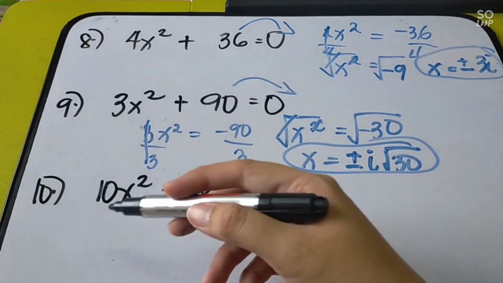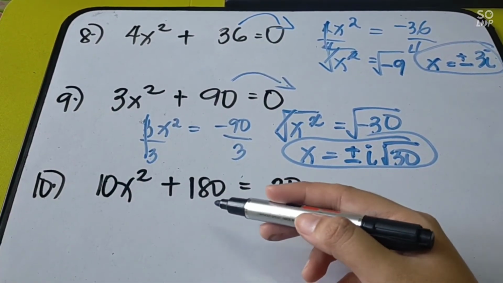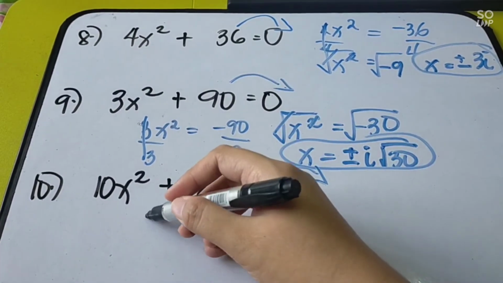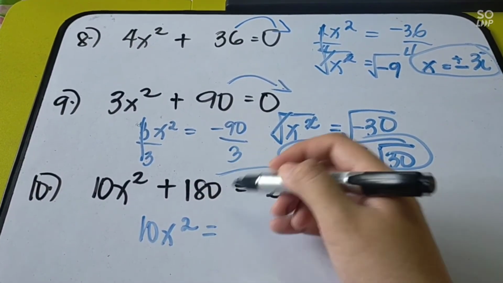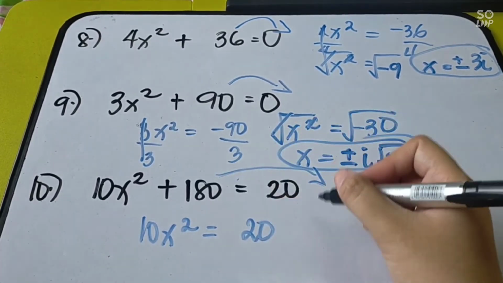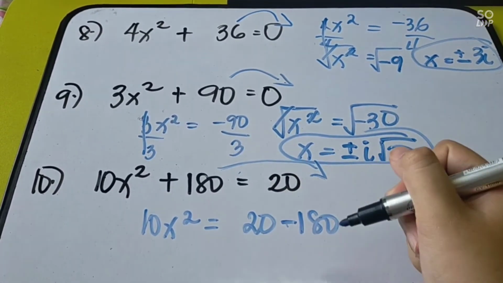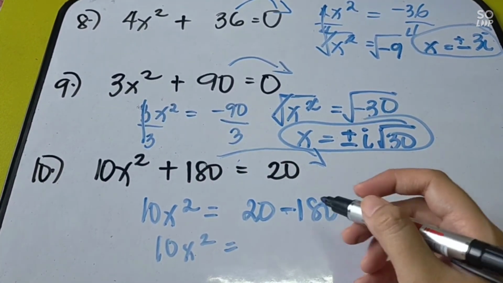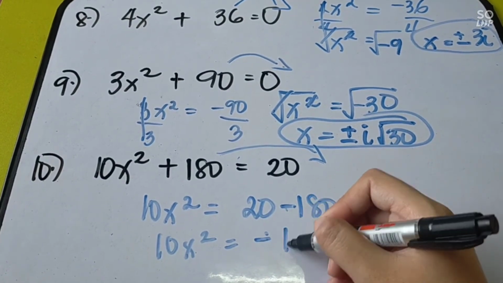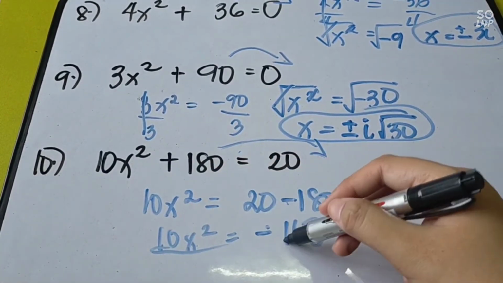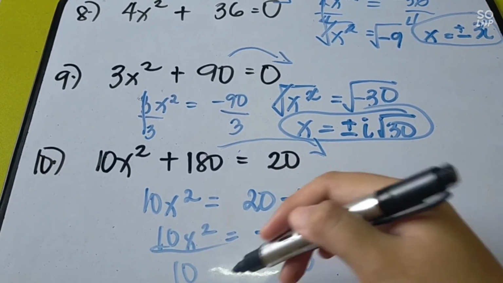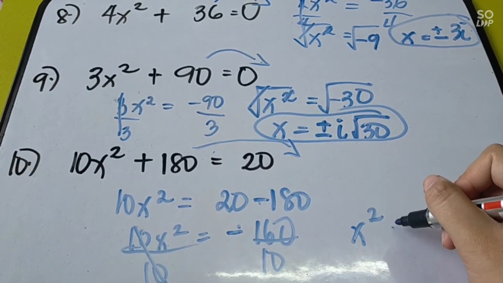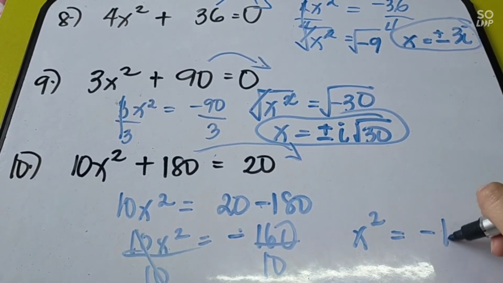Okay? Next, number 10. 10x squared plus 180 is equal to 20. So, move the constant to the other side. So, we have 10x squared is equal to, just copy 20. 180 becomes negative 180. So, 10x squared is equal to 20 minus 180. We have here negative 160. Divide both sides by 10. Cancelled out. So, we have x squared is equal to negative 16.